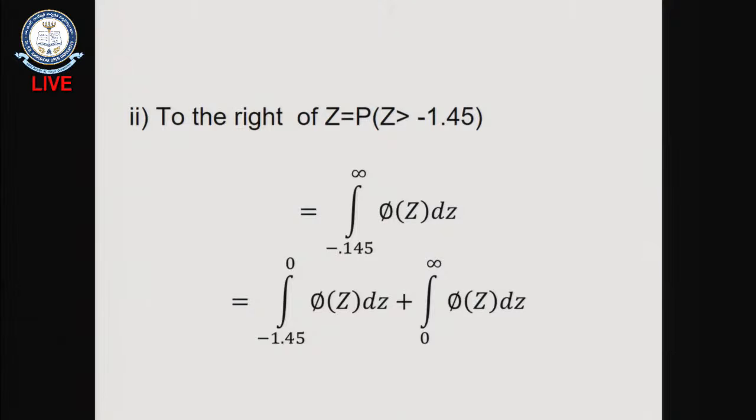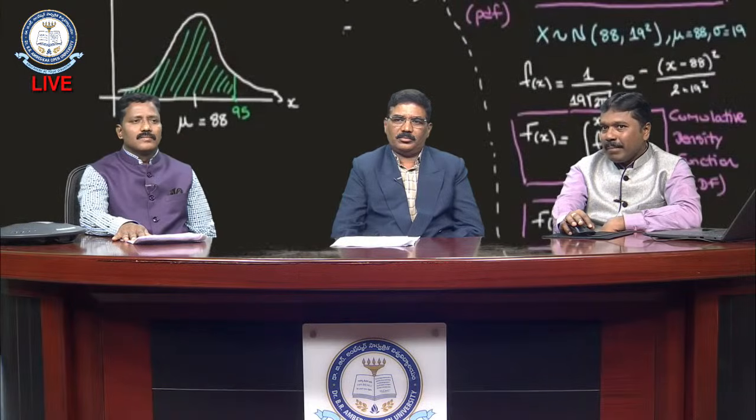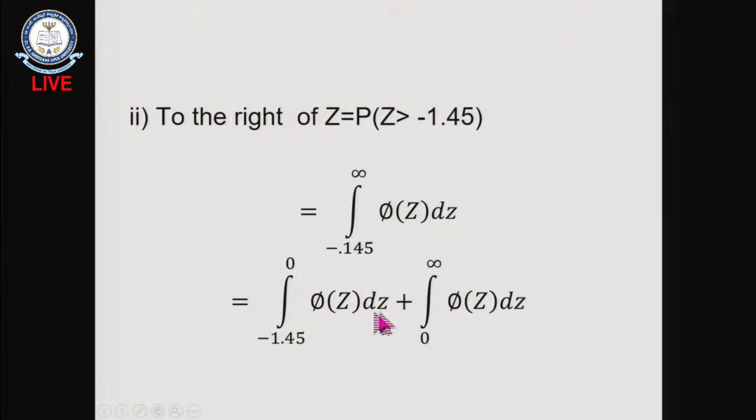First question was to the left. If they ask to the right, what is the Z value? Probability of Z is greater than minus 1.45. It is already in standard form, so now I can calculate the integral. My lower limit is minus 1.45, to infinity. In this case, earlier I subtracted, but here I add the total value, as I can show in the normal curve. First I split into two limits. According to the Riemann integral property, we can split into n number of intervals. So two continuous limits: minus 1.45 to 0 is the first limit, plus 0 to infinity.